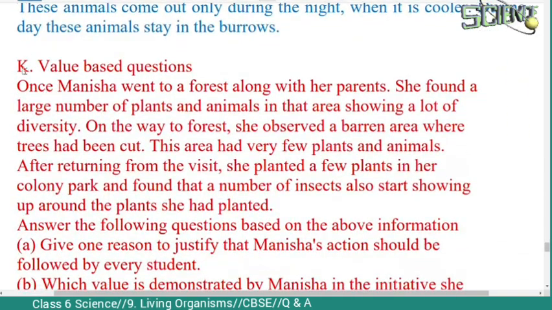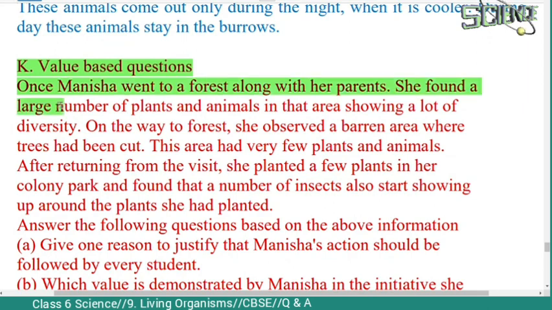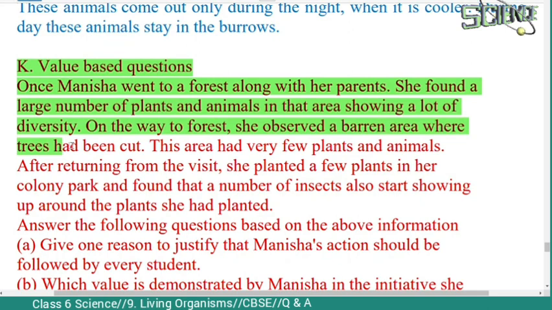Next, main K, value based questions. The given question is, once Manisha went to a forest along with her parents. She found a large number of plants and animals in that area, showing a lot of diversity. On the way to the forest, she observed a barren area where trees had been cut. This area had very few plants and animals.